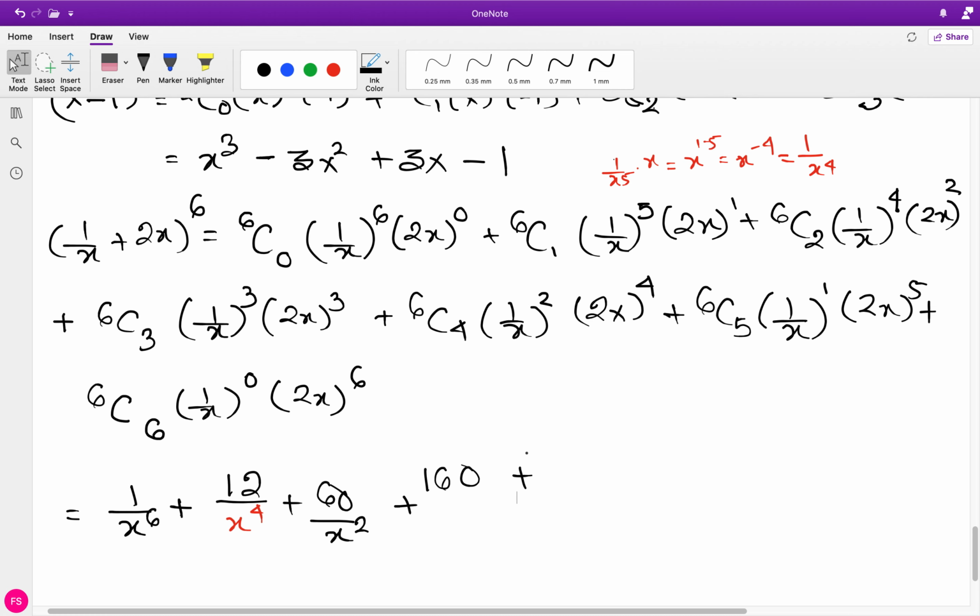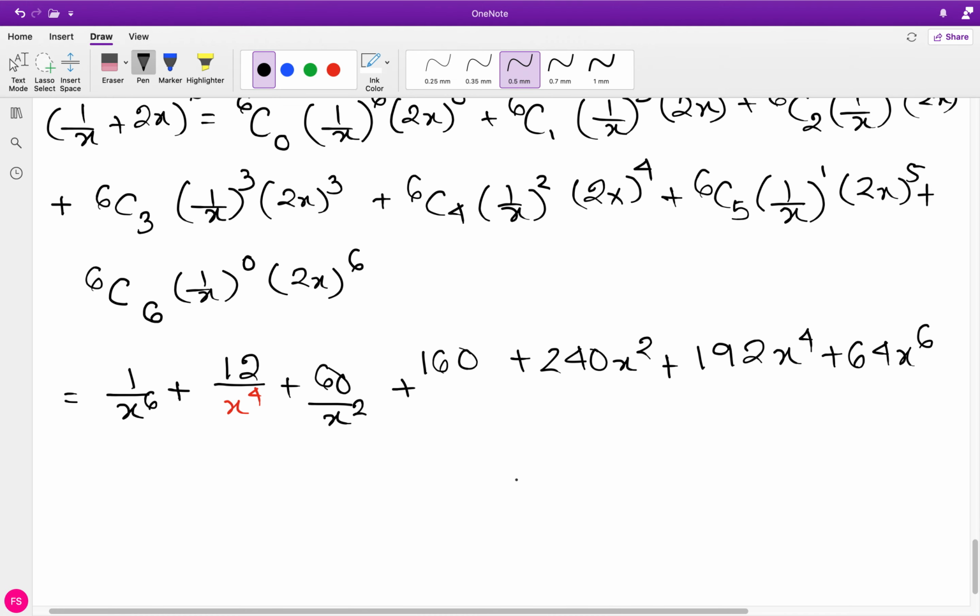6c4 will give me 15. 15 times 2 to the power of 4 will give me 240, and then x to the power of 4 over x to the power of 2, that means that's going to be x to the power of 2. Plus then the term after this will give us 192 x to the power of 4 plus 64 x to the power of 6.